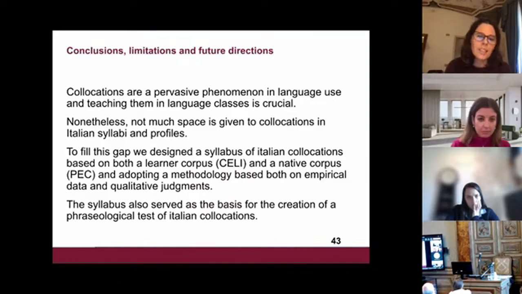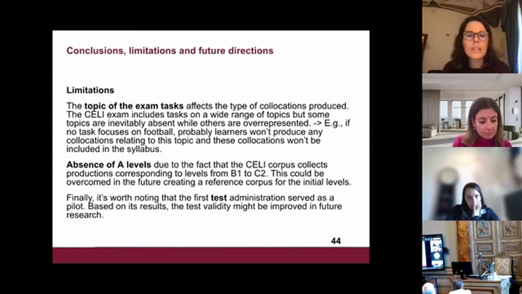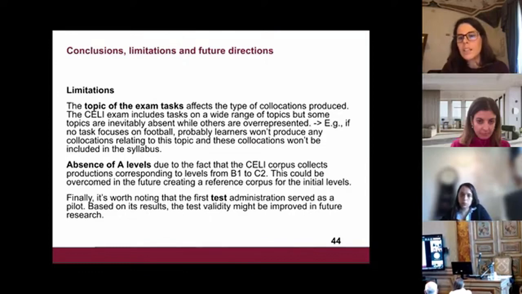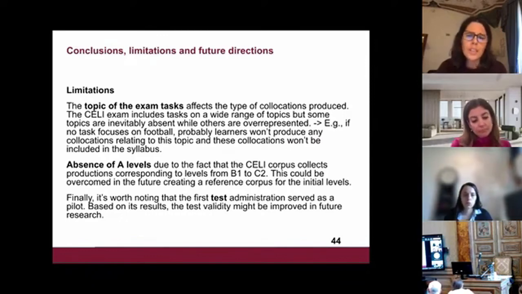Of course, our work is not exempt from limitations. The first limit concerns the topic of the exam tasks that affect the type of collocations produced. The CELI exam includes tasks on a wide range of topics, but some topics are inevitably absent, while others are overrepresented, and so are the collocations related to those topics. If no task focuses, for example, on football or on fashion or driving, art, and so on, probably learners won't have produced any collocations relating to these topics, and these collocations won't be included in the syllabus. The other main limitation is the absence of A levels, due to the fact that the CELI corpus collects production corresponding to levels from B1 to C2. And this limit could be overcome in the future, creating a reference corpus for the initial levels.